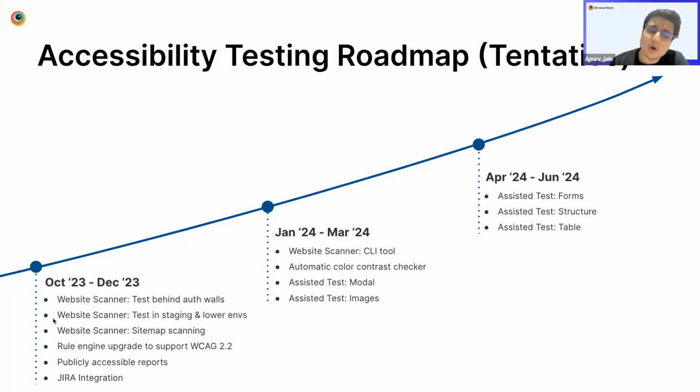We also plan to offer an automatic color contrast checker, which will get embedded in our workflow scanner. The idea is to reduce the number of issues that need manual review by using AI-based techniques to better detect color contrast issues, especially in challenging situations where you have gradients or more complex scenarios. Apart from that, we plan to offer 2 more assisted tests for modals and images. And then in the following quarter, we have more assisted tests lined up to round out our offering in terms of assisted tests.